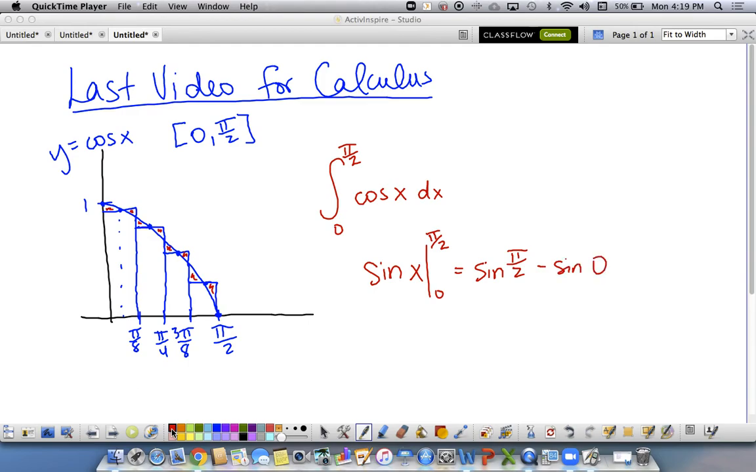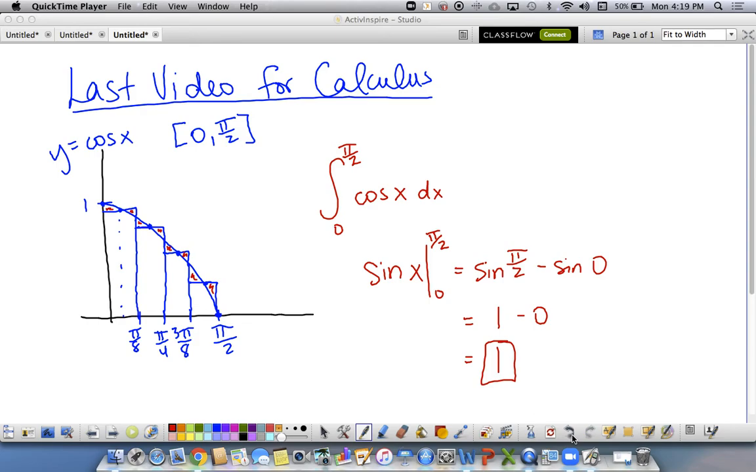What is sine of pi over 2? Well, I still have my graphs in the back of my room, that's what I'm looking at right now. Sine of pi over 2 is 1. And, sorry, not an equal sign, minus sine of 0, which is 0. So 1 minus 0 is 1. So actually the area under this curve is exactly 1.